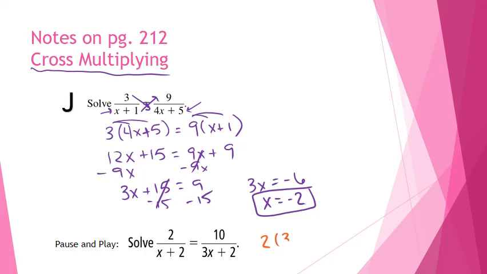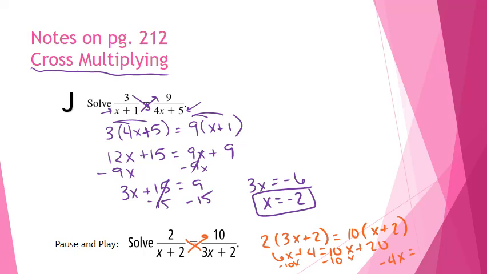All right, so what hopefully you have on your paper is this. That's the cross multiplying step. So we'd have 6x plus 4 is equal to 10x plus 20. Your next step should be subtracting 10, so that would be -4x. Subtract 4, so that's 16. So your final answer for this one, guys, should be x equals -4.